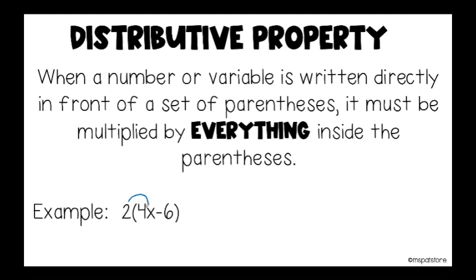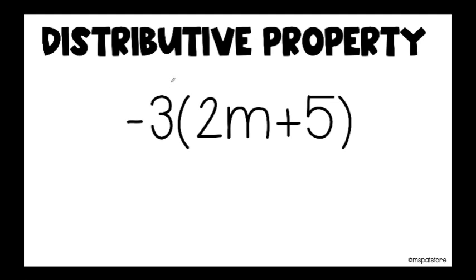2 times 4x is 8x. And also 2 times negative 6 is negative 12. So basically, that's it. The distributive property states that you must multiply that number that is right in front of the parentheses by each one of the terms inside of the parentheses, or basically everything inside the parentheses. Let's take a look at this.